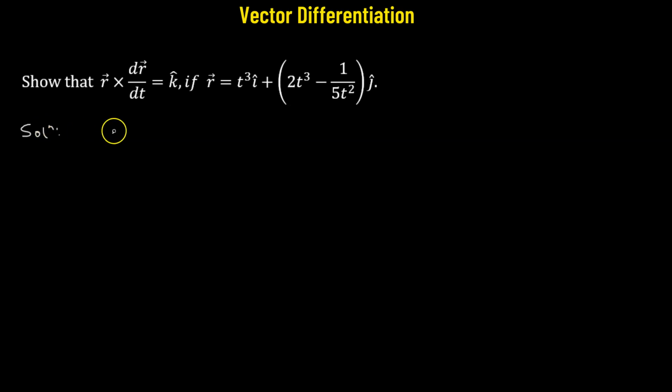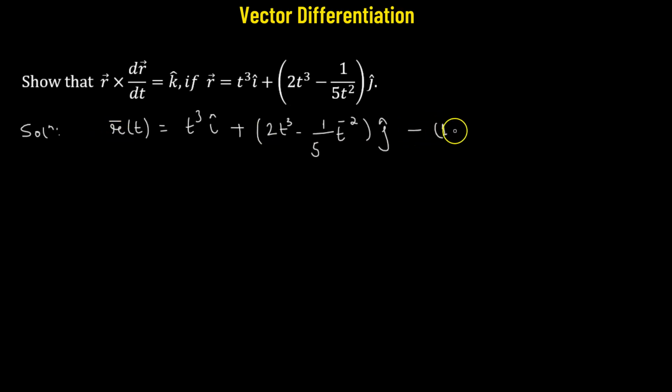So here we are provided with the vector r, which is a function of the parameter t. So that's given by t cubed i cap. So t cubed is the x component of the vector, plus 2t cubed minus 1 over 5 t squared, which can be written as t raised to the power of negative 2, j cap. So this is going to be the y component of our vector r. So let's label this as equation number 1. So this is given to us.